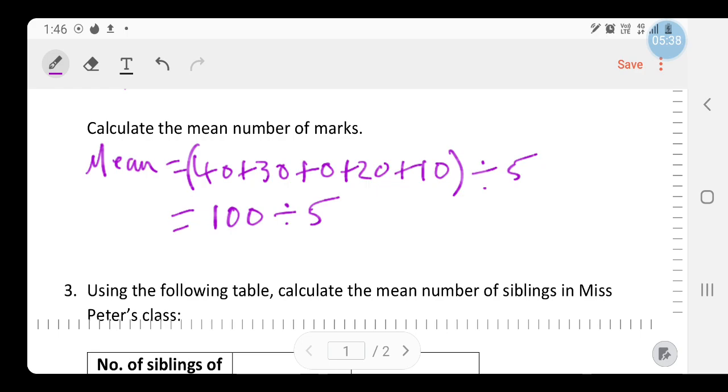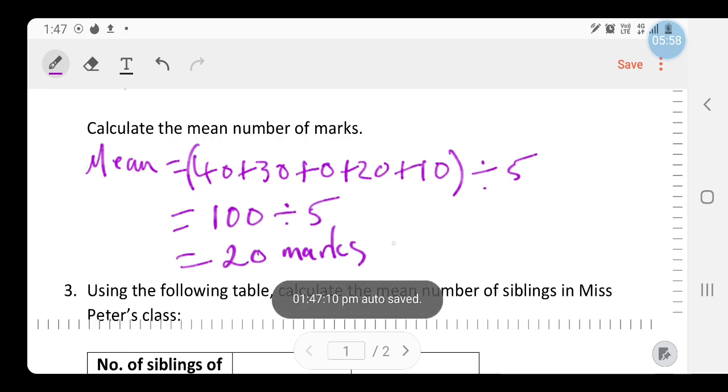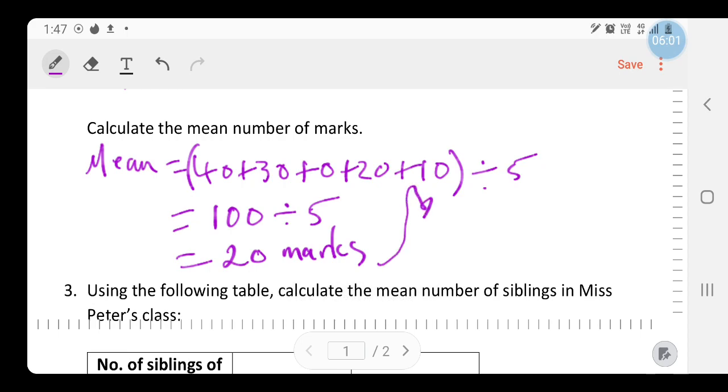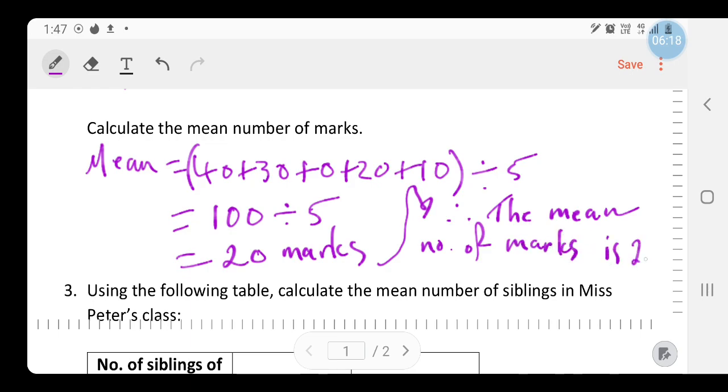And what's 100 divided by 5? Well, it's 20. It's 20 exactly, so we don't need a squiggly equal sign, an approximately equal to sign this time. We're just going to use a regular equal sign because it equals 20 exactly. 20 watts? Well, 20 marks. And because this is a sort of real-world question, we need to write a little conclusion. Therefore, the mean number of marks is 20. And it is as simple as that. All right, one more question.